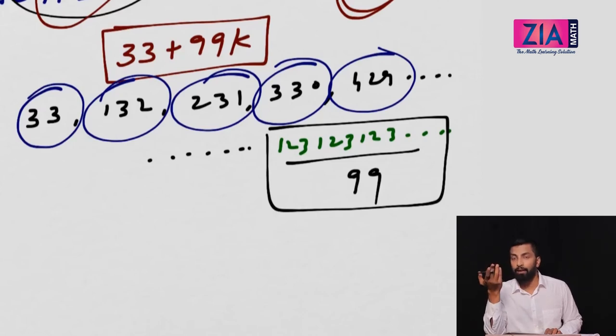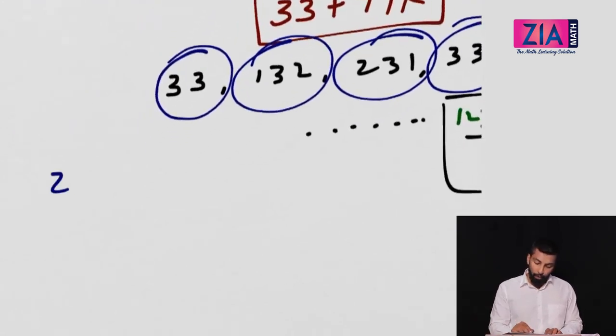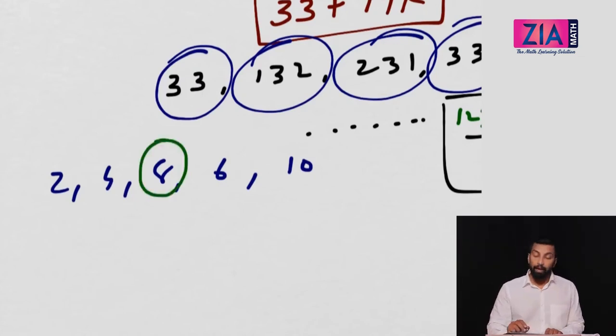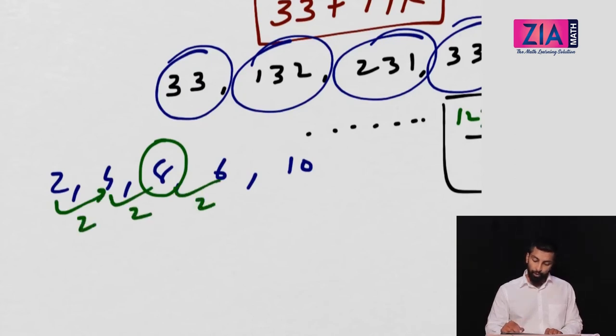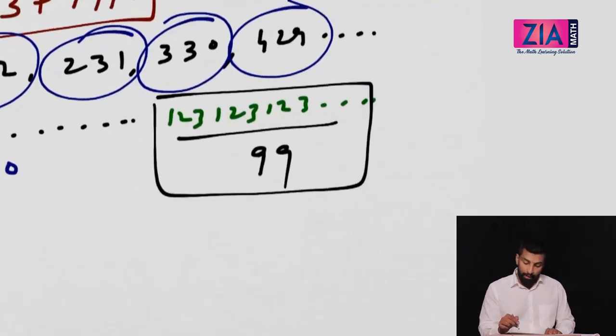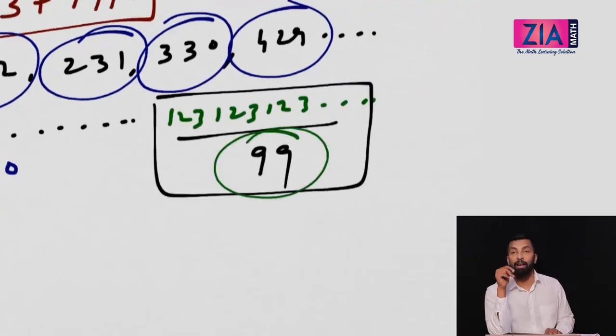So you have an AP. Okay, let's take a simple AP. 2, 4, 6, 8, 10. It's an AP. You divide all the terms by 2, you get remainder 0. Or you take any term and divide with the common difference. What is the common difference? 2. Divide with 2, all will give you the same remainder. Now, what is 99 here? 99 is the common difference.